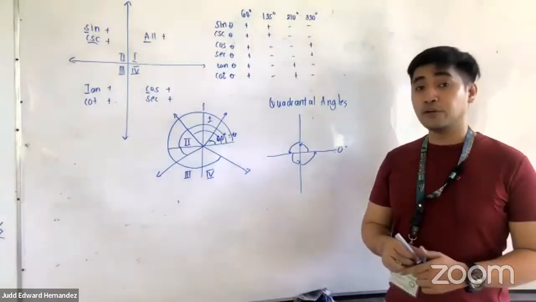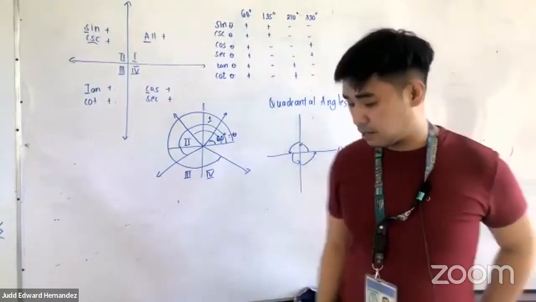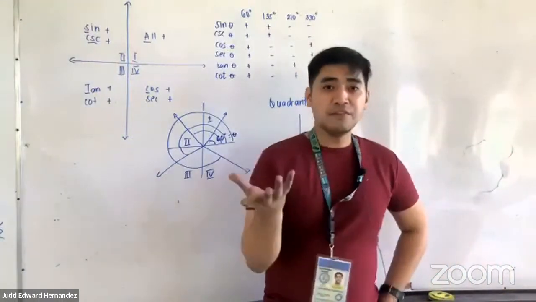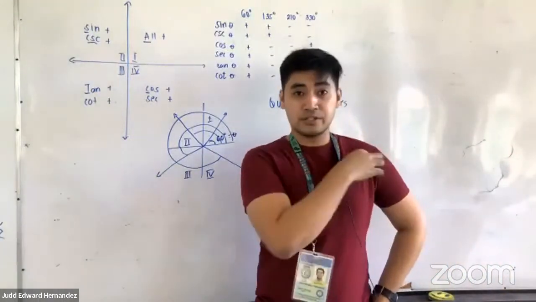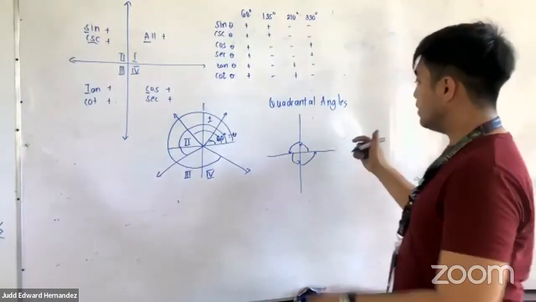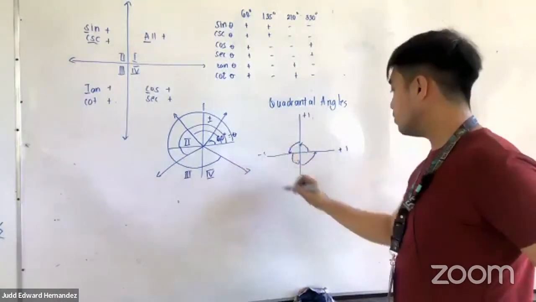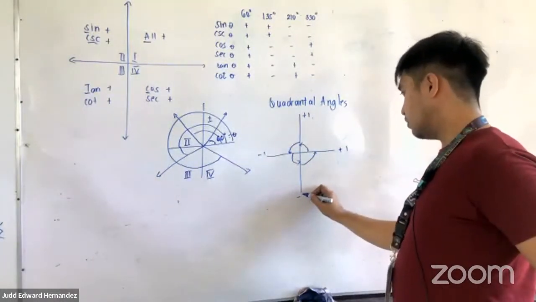Okay, how do we solve for the value of sine, cosine, tangent? Okay, ganito lang po siya. I have here a mnemonic, sine of the cos, wherein these are positive 1, negative 1, negative 1.